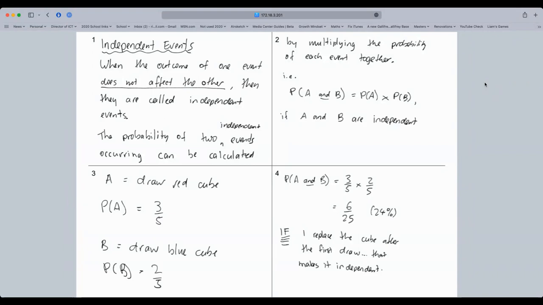But if I don't replace it, then they're not independent. So if I don't replace it, they're not independent. Is that making sense so far?